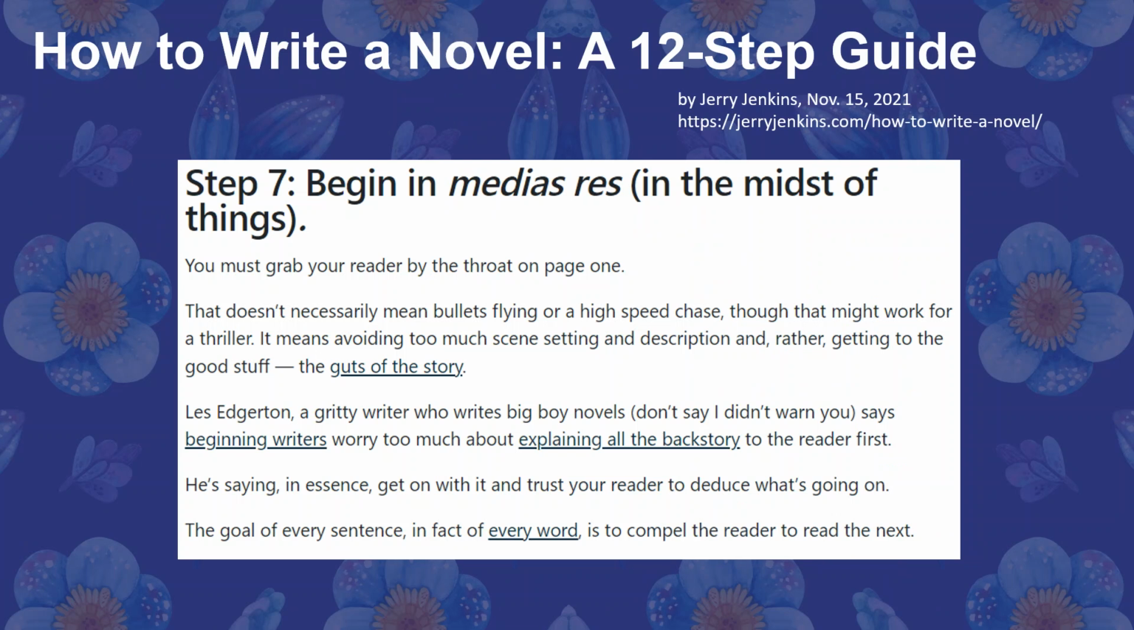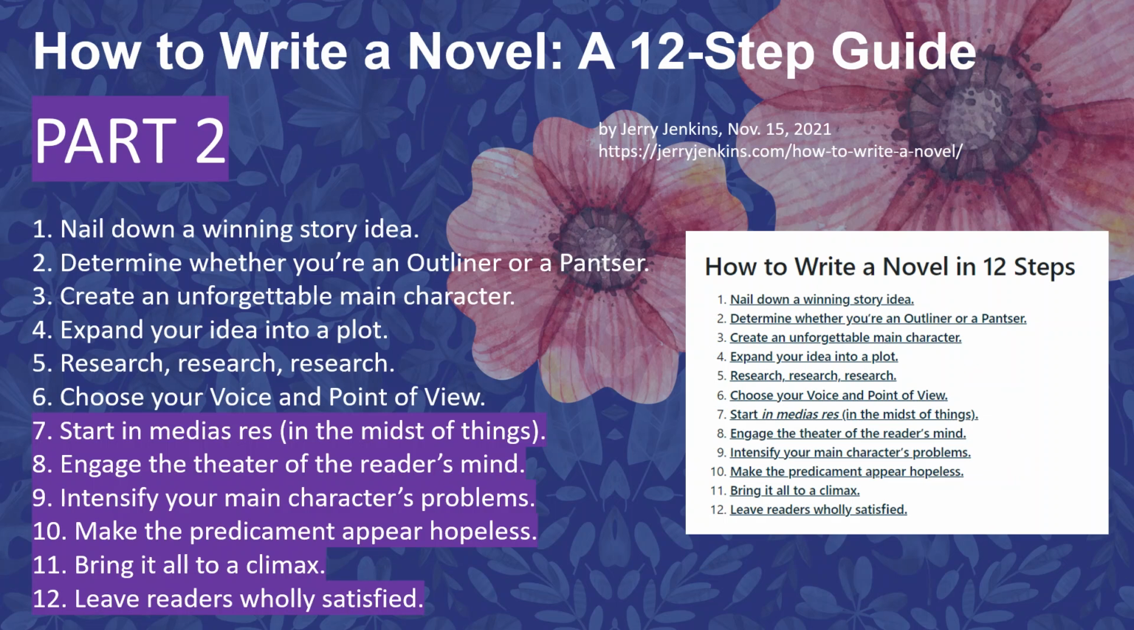Well, let's review for a second. Step 1 was to nail down a winning story idea. Step 2 was determine whether you're an outliner or a pantser. Step 3 was to create an unforgettable main character, although I feel unforgettable was kind of subjective, but okay. Step 4, expand your idea into a plot. Step 5 is research. And step 6 is choose your voice and point of view.